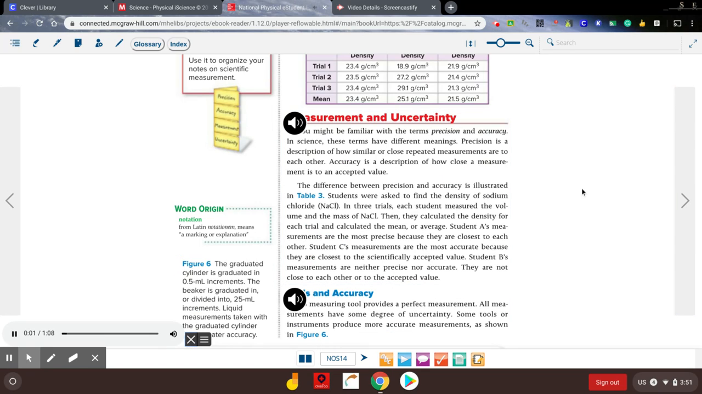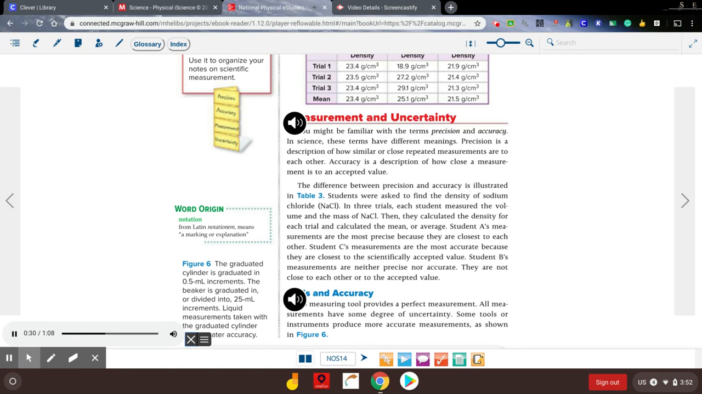Measurement and uncertainty. You might be familiar with the terms precision and accuracy. In science, these terms have different meanings. Precision is a description of how similar or close repeated measurements are to each other. Accuracy is a description of how close a measurement is to an accepted value. The difference between precision and accuracy is illustrated in Table 3.